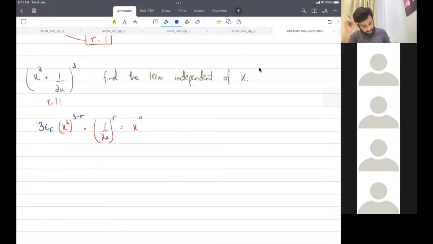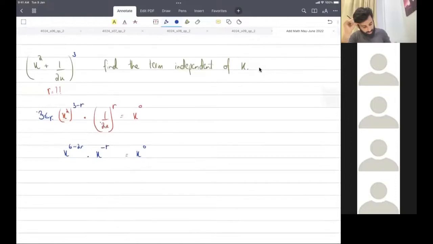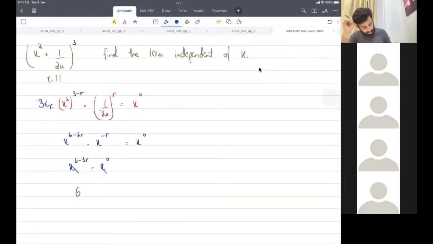Anyway, so now this becomes x to the power 6 minus 2r into x to the power minus r equals x to the power 0. Yes, now it's correct. So this becomes x to the power 6 minus 3r equals x to the power 0. So we're looking at 6 minus 3r equals 0. 3r equals 6. r equals 6 upon 3, which is equal to 2.